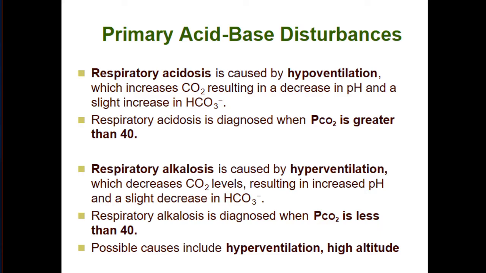What are the possible acid-base disturbances which might happen? If the respiratory system is responsible, then two situations might happen: respiratory acidosis and respiratory alkalosis. Respiratory acidosis is caused by hypoventilation, resulting in decreased pH and a slight increase in bicarbonate. And here you have the values of partial pressure of CO2. Respiratory alkalosis, on the other hand, is caused by hyperventilation, which decreases the CO2 levels, resulting in increased pH and a slight decrease in bicarbonates. Possible causes include hyperventilation or traveling to high altitude.